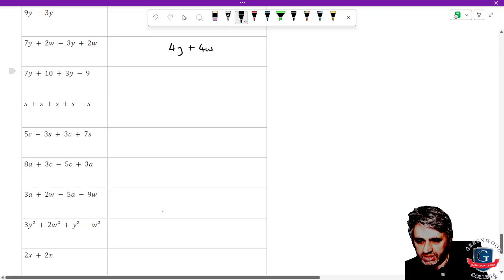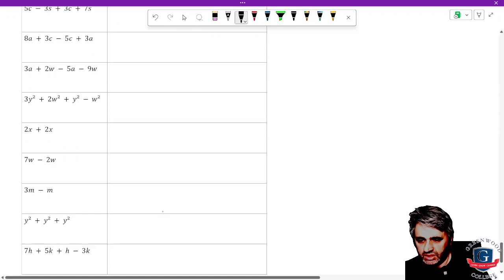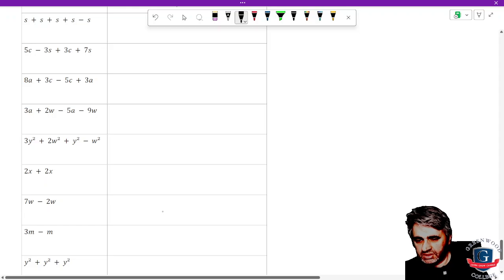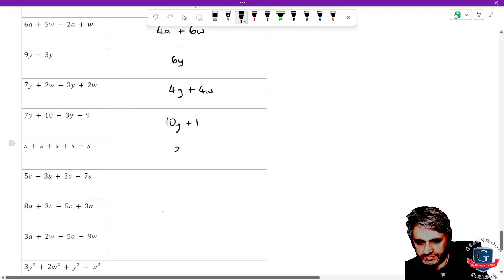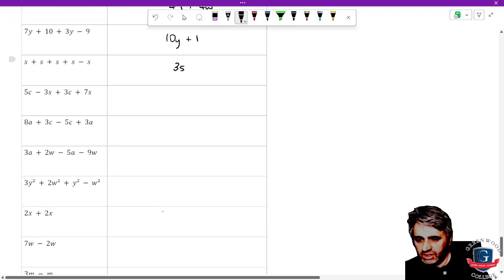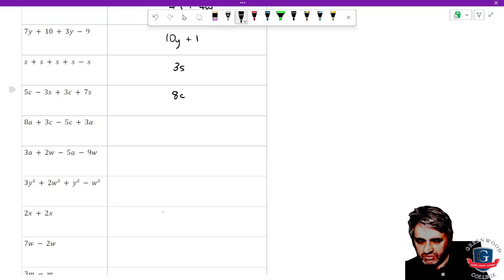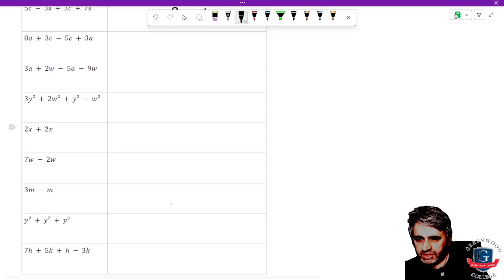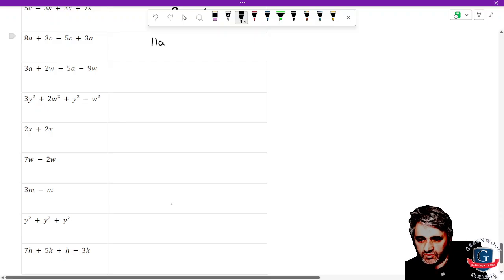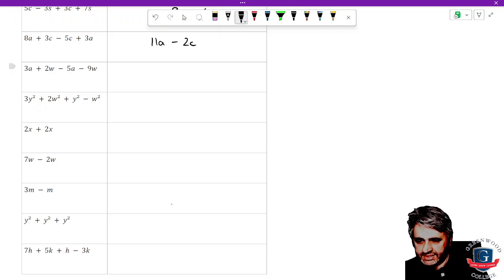7Y plus 3Y is 10Y. And 10 take 9 is 1. 4 lots of S take 1 lot of S is 3 lots of S. 5C plus 3C is 8C. 7S take 3S is 4S. 8A plus 3A is 11A. 3C take 5C is minus 2C. 3A take 5A is minus 2A. 2W take 9W is negative 7W.